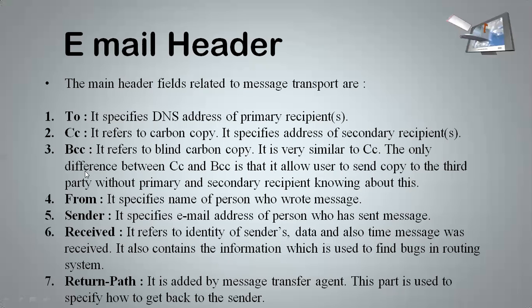Then the From field specifies the name of the person who wrote the message. The Sender field specifies the email address of the person who has sent the message. Then the Received field refers to the identity of the sender's data, and also the time the message was received. It also contains information used to find bugs in the routing system. The Return-Path field is added by the message transfer agent. This is used to specify how to get back to the sender.